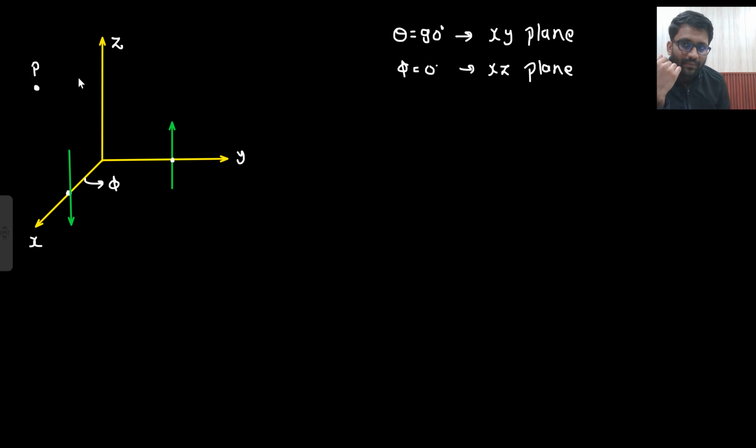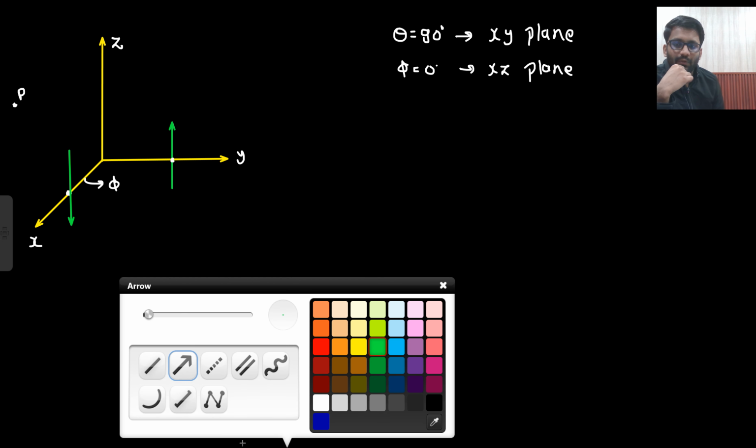Here is your point P. This is what they are saying. So let me make the point P in a better manner. So point P will be somewhere here. This is what they are saying. So what do I need to do? What is the first task?